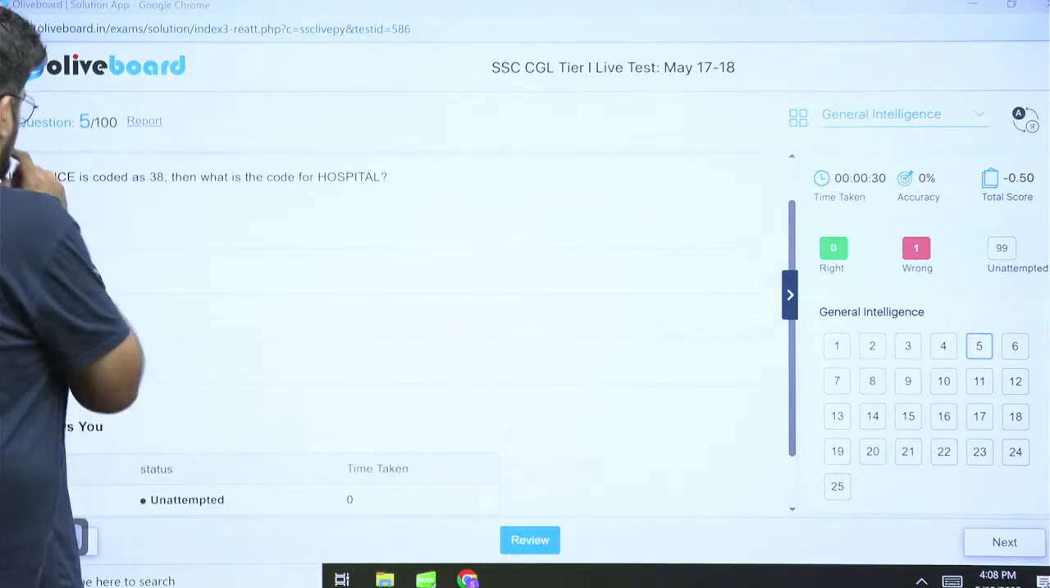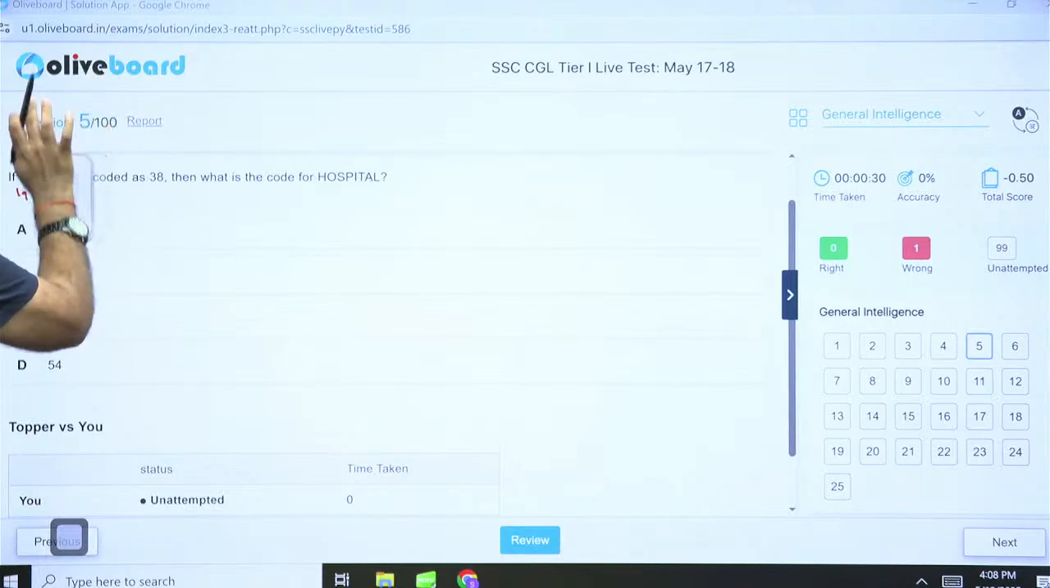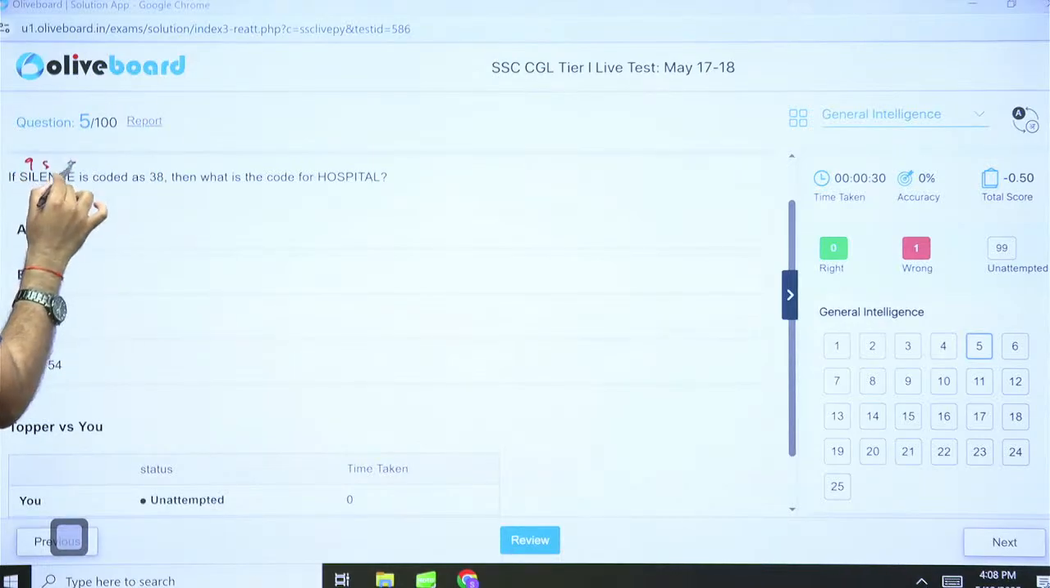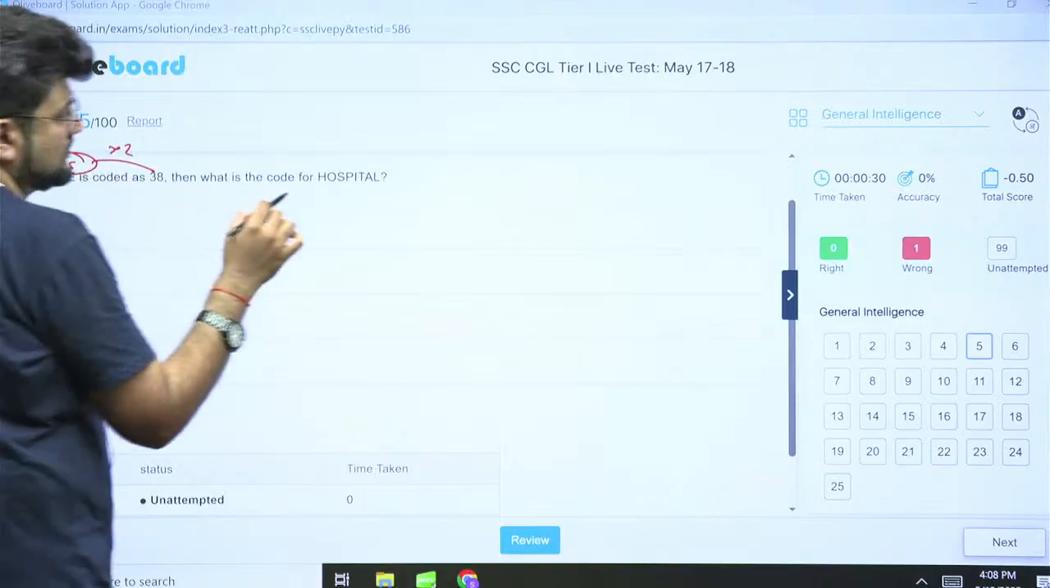Wait, let me just write it here. So 19, 9, 12, 5, 14, 3, 5, 19, 9, 5, 14, 3, 17. Huh? No, okay. 9, 5, 5. 5, 5, 10, 9, 19. 19 equals 38. Wait, let me check this.